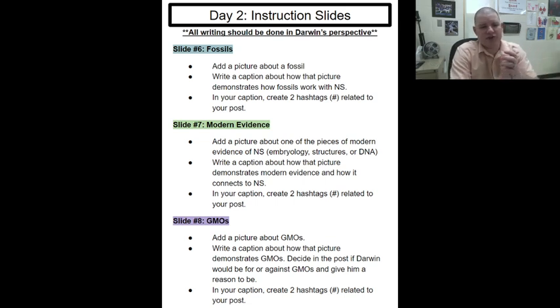In slide number 6, you're going to be talking about fossils, so you're going to add a picture about a fossil, and then write a caption about how that picture demonstrates how fossils work as evidence with natural selection. Don't forget to include 2 hashtags for that.